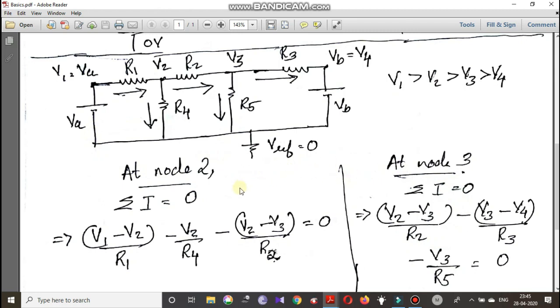So here we can substitute back V1 equal to VA and V4 equal to VB in these two equations. So we'll be getting two equations and two unknowns. So we can solve these two expressions so as to get our unknown node voltages V2 and V3. So this is a general method by which we can solve nodal analysis.